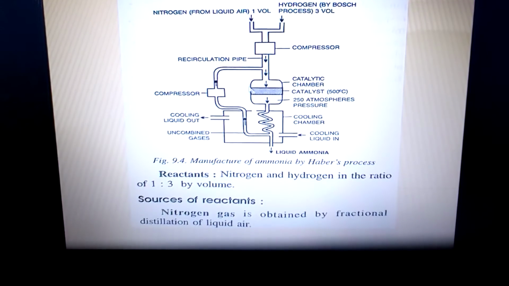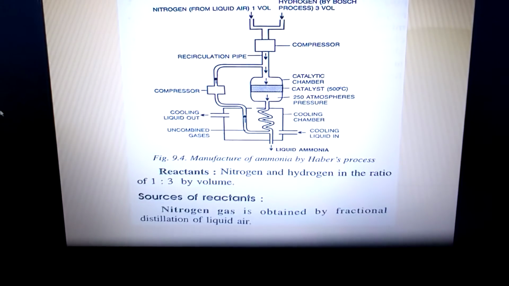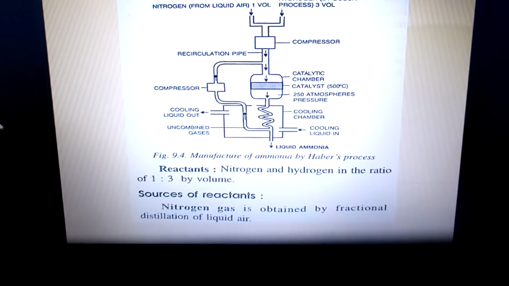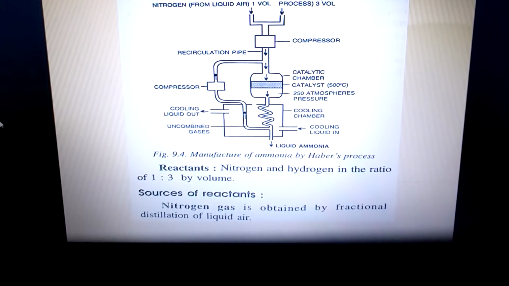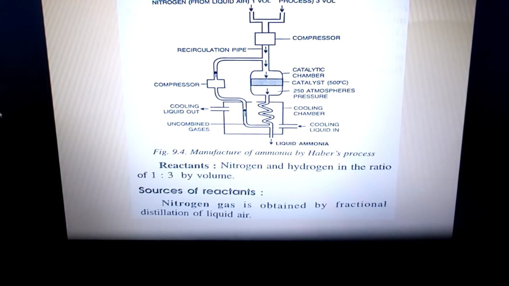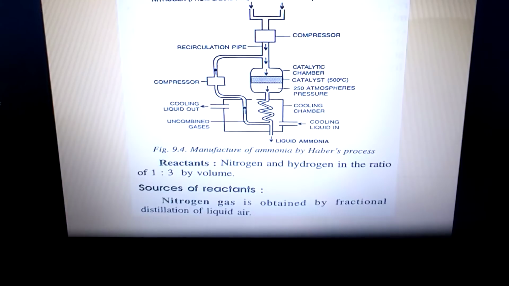Now, nitrogen and hydrogen are made to pass through a compressor. What is the function of the compressor? The compressor applies pressure on the gases. That is, whatever pressure value we want to achieve, that much atmospheric pressure will be applied. So now both the gases, nitrogen and hydrogen, are compressed.